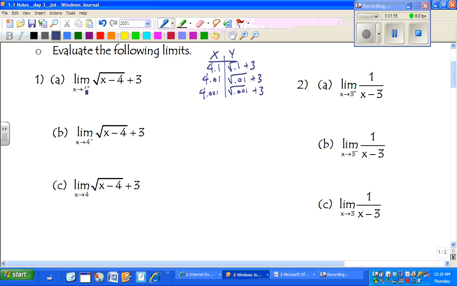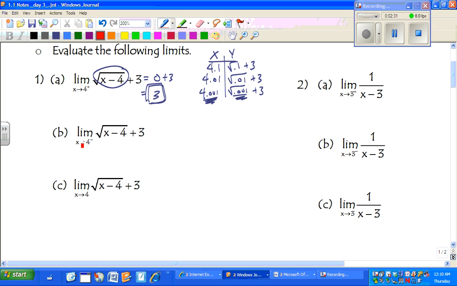So our limit as x approaches 4 from the right of this part is going to be 0. And then we have the plus 3 at the end. And the limit of a constant is just the constant. So we'd have 0 plus 3. So our limit from the right side is just going to be 3. Because as we get closer and closer to 4 for x, the y value is getting closer and closer to 0 at this part of it. And then we're adding 3 to that. But that's not changing. It's constant. It's the same.